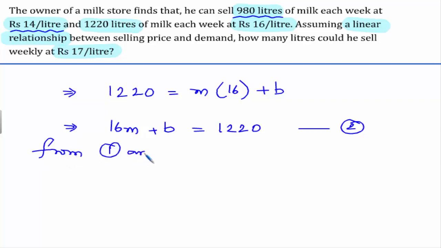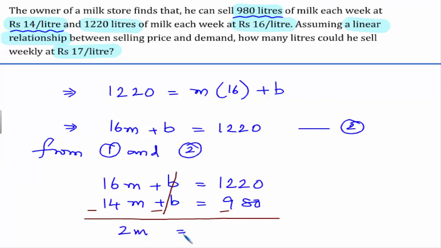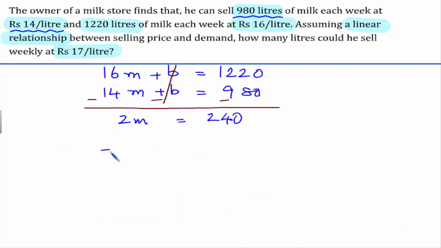From 1 and 2, 16m plus b is equal to 1220 and the first equation is 14m plus b is equal to 980. Now let us subtract the first equation from the second. Then b gets cancelled. We get 2m is equal to 240. So that implies m is equal to 120.